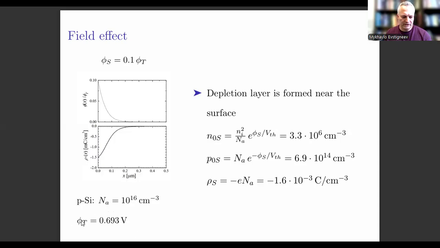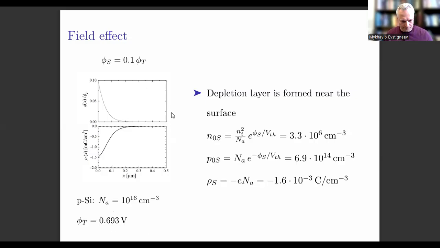This gives me the threshold potential, twice v thermal times natural logarithm of n acceptor over n intrinsic, so natural logarithm of 10 to the 6. 6 times 2.3, whatever the value is. So the threshold potential turns out to be 0.69 volts.